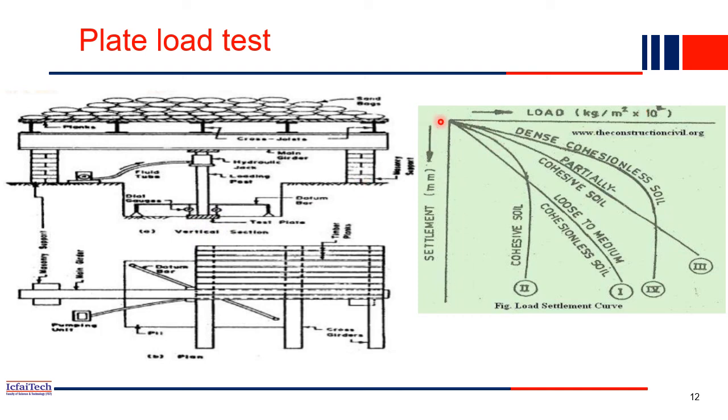This is a graph. We'll plot it with how much loading you are increasing, and the settlement also gradually increases. So different types of graphs you will get, and based on these graphs and these settlement values by loading condition, you may find out what is the bearing pressure of the soil. Okay, so if the settlement curve is something like that, then it is a cohesive soil. If the settlement curve is like that, then it is a dense, cohesionless soil. So different types of soils you can classify based on the plate load test. So here one plate is there, and we are applying the load through sandbag or any other means. That's why this method is called plate load test, to find out the bearing pressure of a soil.